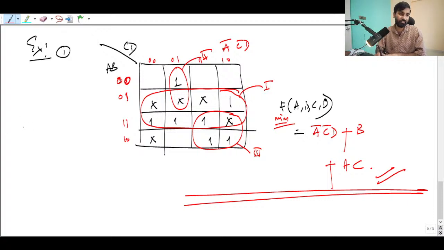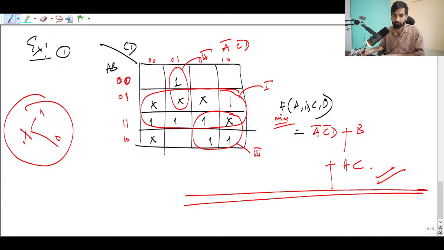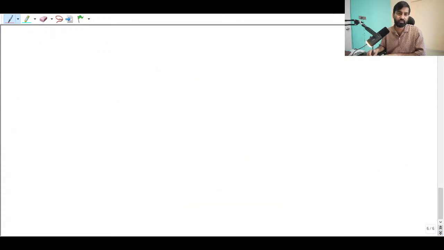So this x is nothing but what, guys? This x is going to be either 1 or 0. That is called don't care condition.